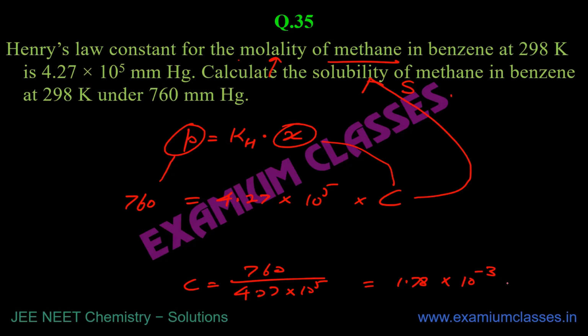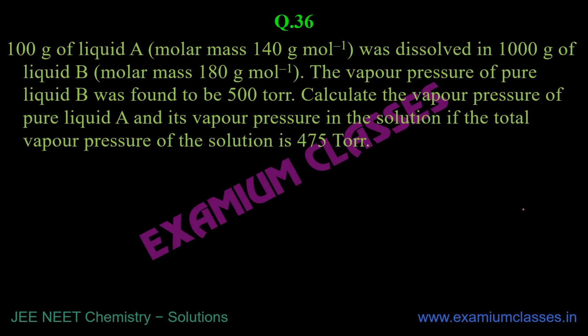And because it is solubility, it will be mole per liter. 100 gram of liquid A, molar mass given, 1000 gram of liquid B, molar mass is given. The vapor pressure of pure liquid B, this much torr, means liquid B, if we consider as solvent, 1000 gram, if we consider that solvent, will be P1, the vapor pressure, yes, P1.